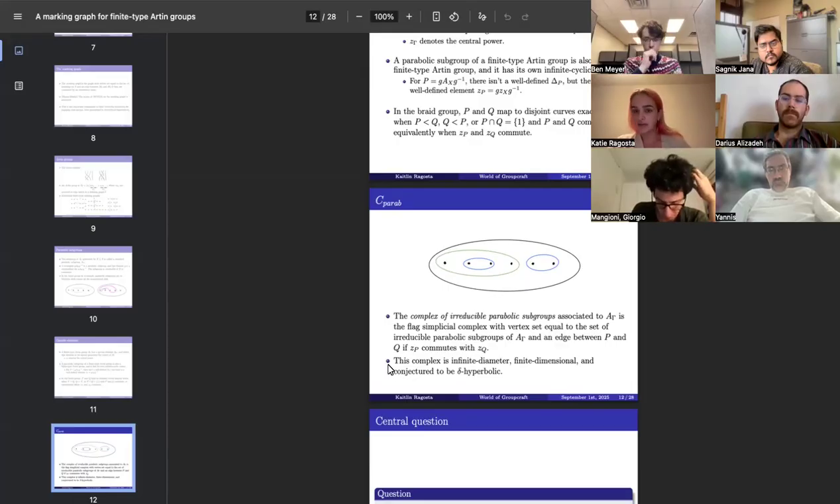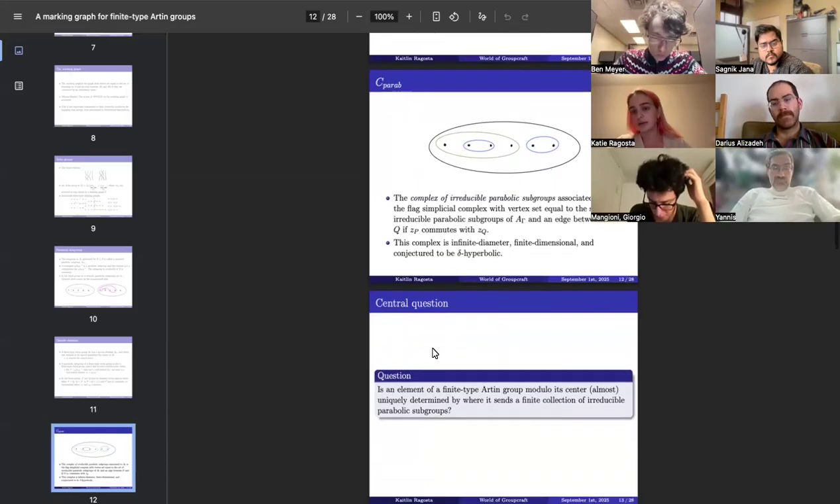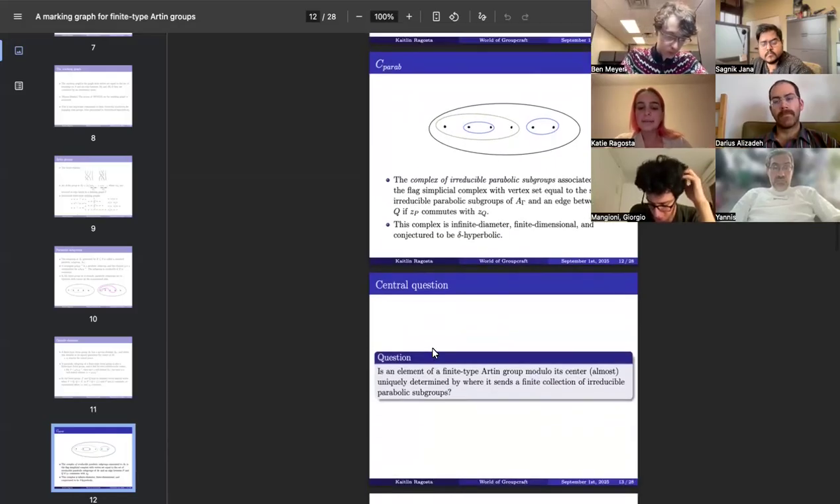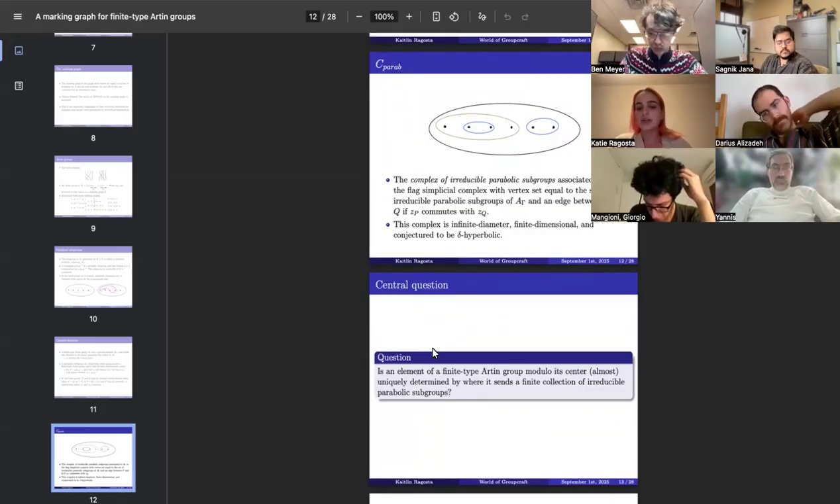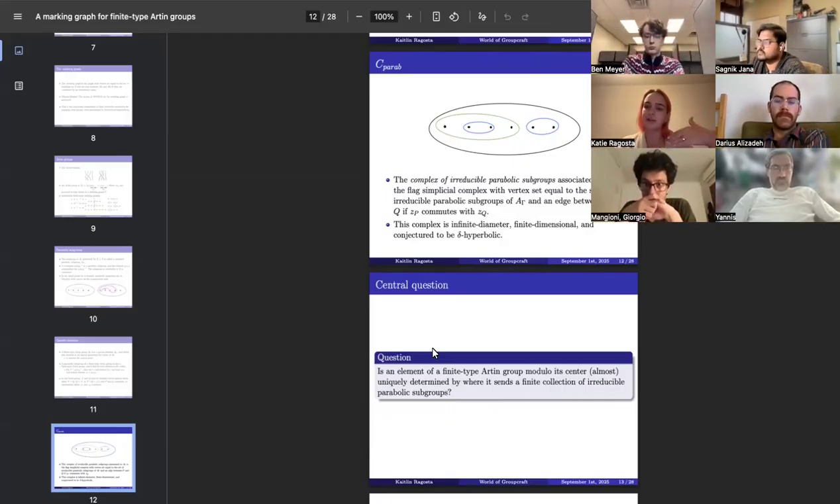Okay, this complex is infinite diameter. It's conjectured to be hyperbolic, but most importantly for us today, we know it's finite dimensional. So we know that maximal simplices contain finitely many irreducible parabolic subgroups. And so that leads us to a sort of natural question. Is an element of a finite-type Artin group mod its center uniquely determined by where it sends a finite collection of irreducible parabolic subgroups, in the same way that an element of the mapping class group is uniquely determined by where it sends a finite collection of curves?